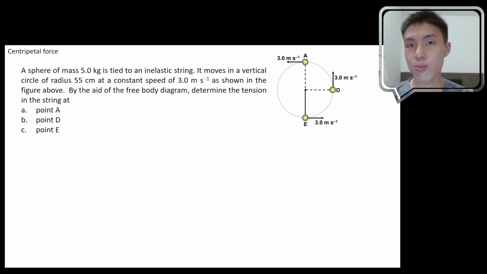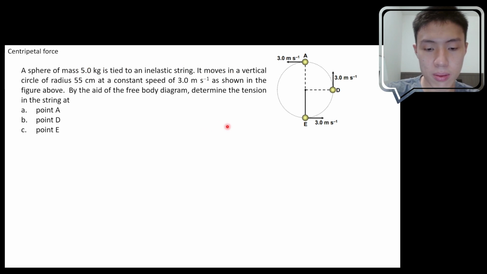Let's try to solve this problem here. A sphere of mass 5 kg is tied to an inelastic string. So this string here cannot be stretched or compressed. The length is fixed. You have a mass of 5 kg. Let's label it. This mass here is 5 kg.